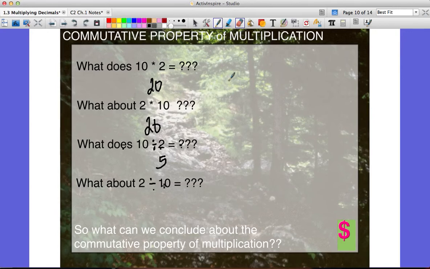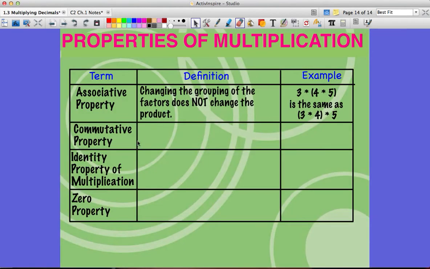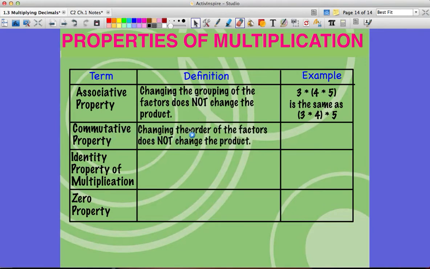And we have to be careful with how we multiply or divide things, because flipping the numbers around does not always allow us to get the same answer, and it never allows us to get the same answer if we use the commutative property. So the commutative property of multiplication tells us that we can change the order of the factors and not change the product. So if I do 7 times 9, it's going to give me the same thing as 9 times 7.